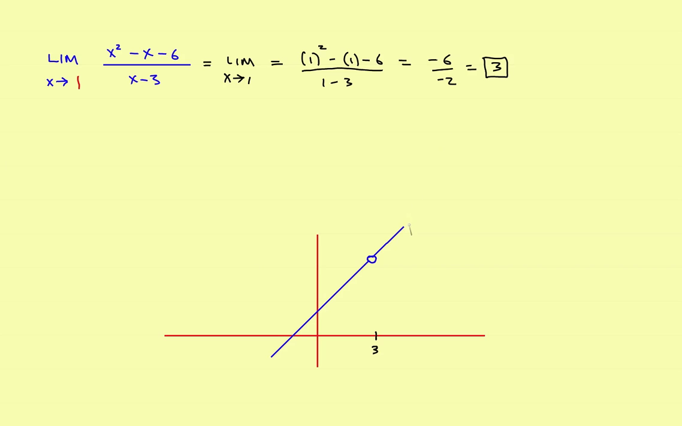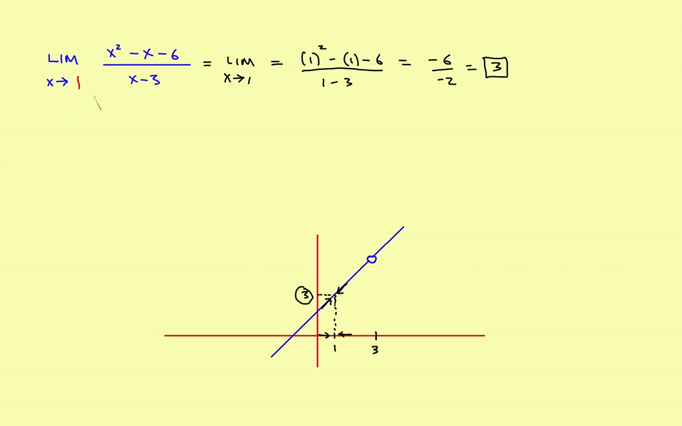Now graphically what that looks like would be this. Here is 1, and you want to find the limit as x approaches 1. So you come at it from here and here, go straight up from here, and straight across from here, and you will get 3. So as x approaches 1, this graph is approaching 3.